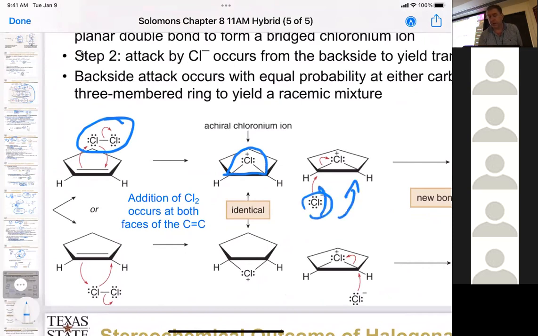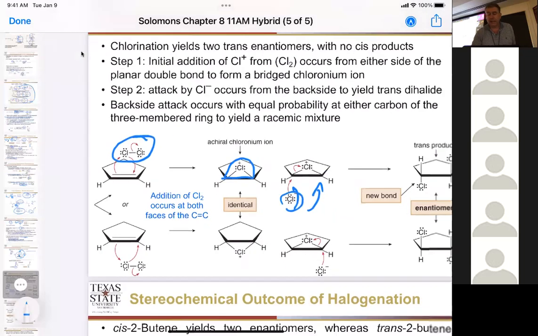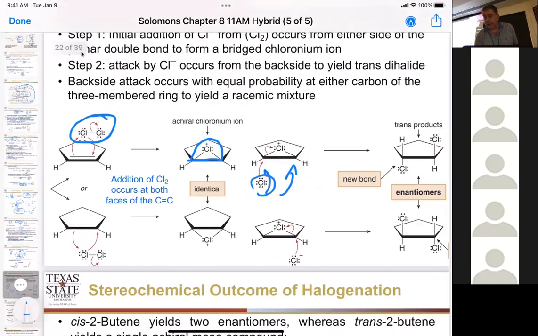And these are both equal carbons. It could do either one. But when it does that, it gives us this. And it gives us the trans product always, because it's an anti-addition. So one's going to be on the top, one's going to be on the bottom.